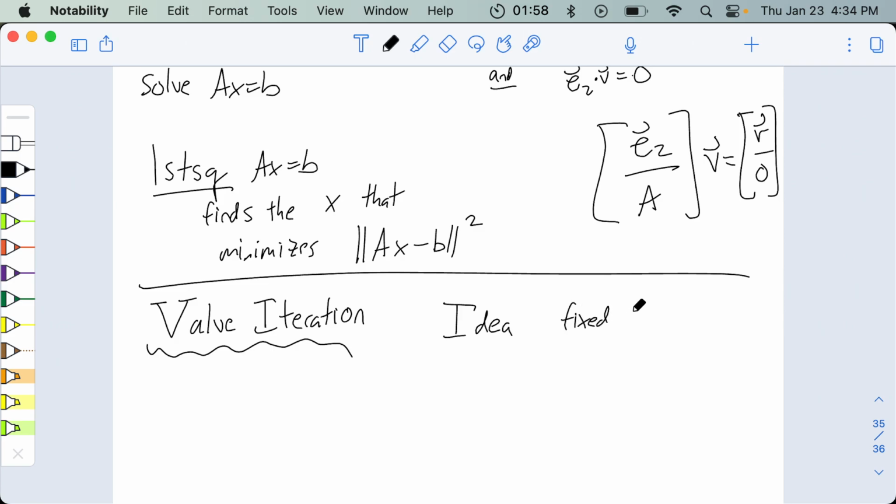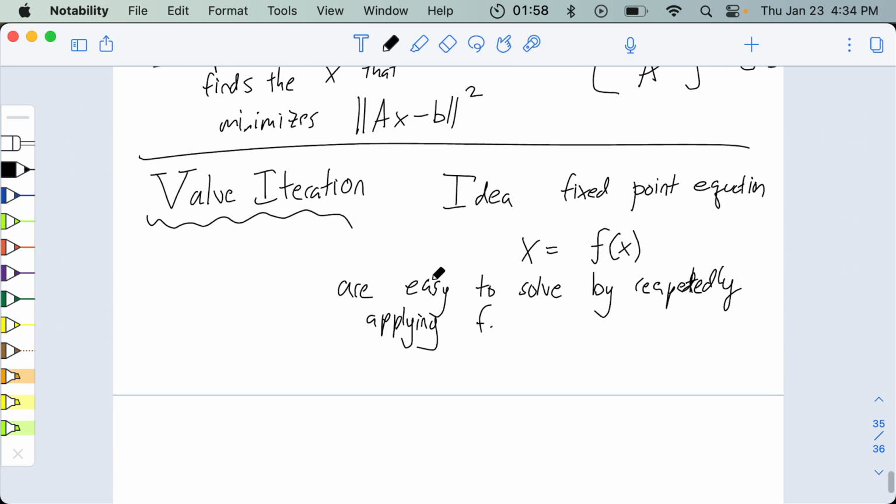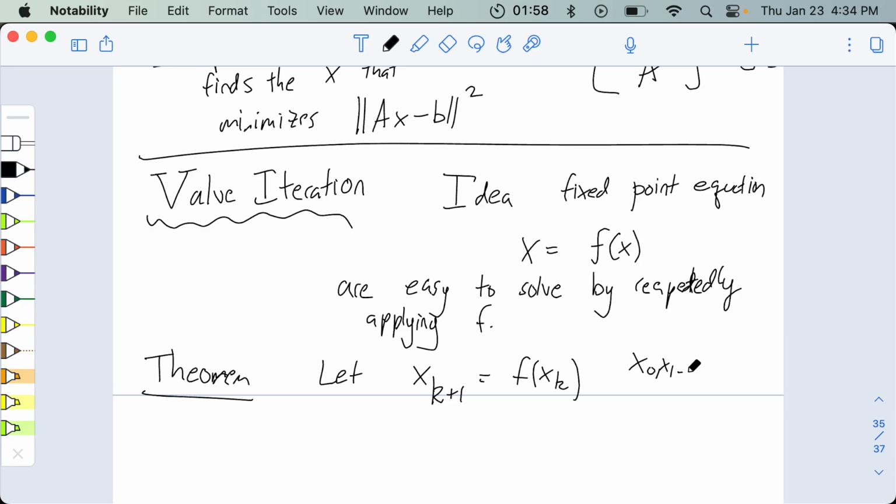So the idea is: fixed point equations, x equals f of x, where f could be any function, are easy to solve by repeatedly applying f. And why don't we make a little theorem out of this? Here's a theorem. Make a sequence: let x k plus 1 equal f of x k. So x0, x1, dot dot dot is a sequence.